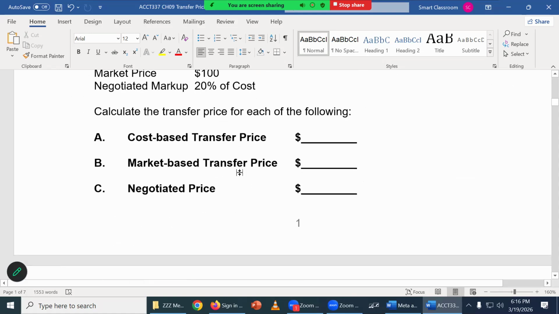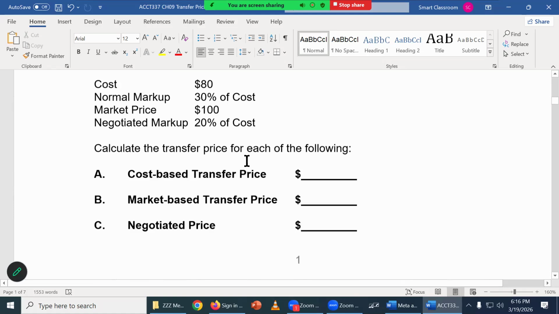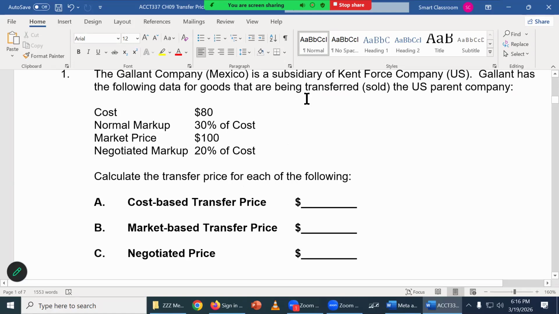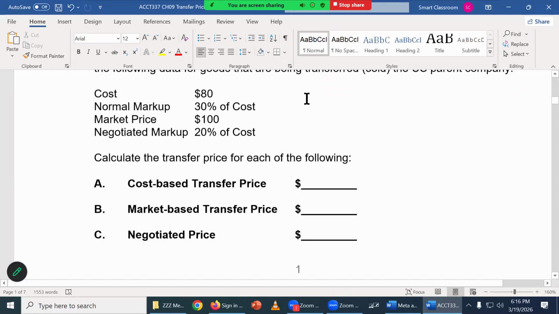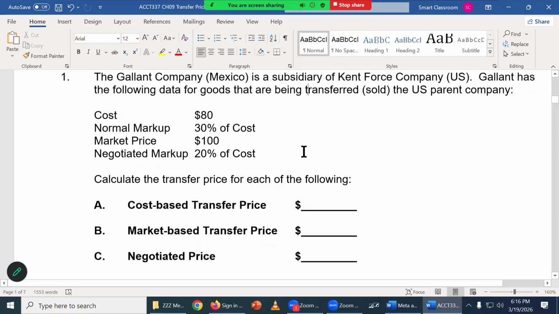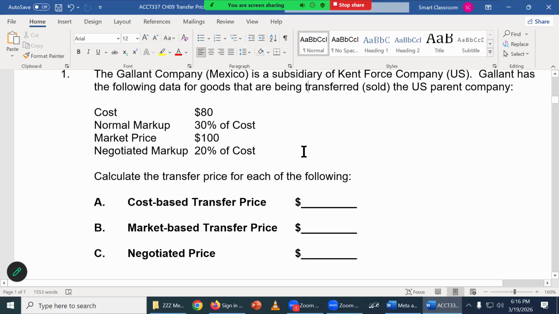Okay, let's do a problem or two. The Gallant Company is a subsidiary of Ken Force Company. Gallant has the following data for goods that are being transferred and sold to the U.S. parent company. Okay, let's calculate the price for each one. Cost-based transfer pricing. What would we use?